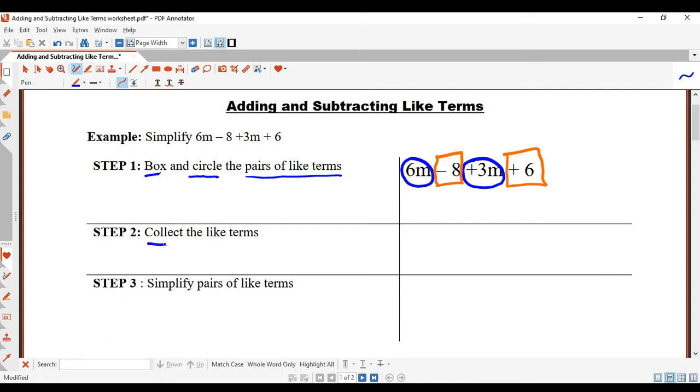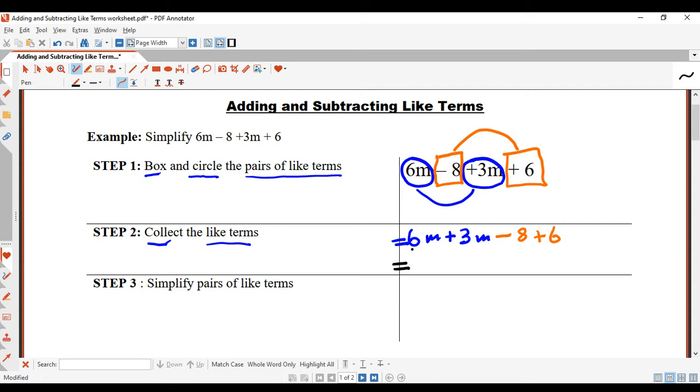So step 2 is to collect the like terms. That means taking the pairs of like terms and putting those together. So these two will go together. So I'm going to put 6m and plus 3m together. I should put an equal sign there at the start because this line is equal to this line. And then for the other pair of like terms, which is these two, I'll put these together. So it's going to be minus 8 plus 6.